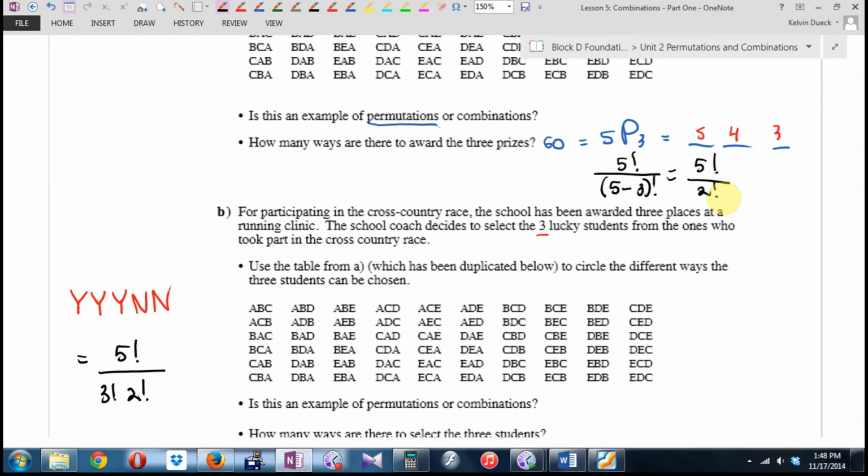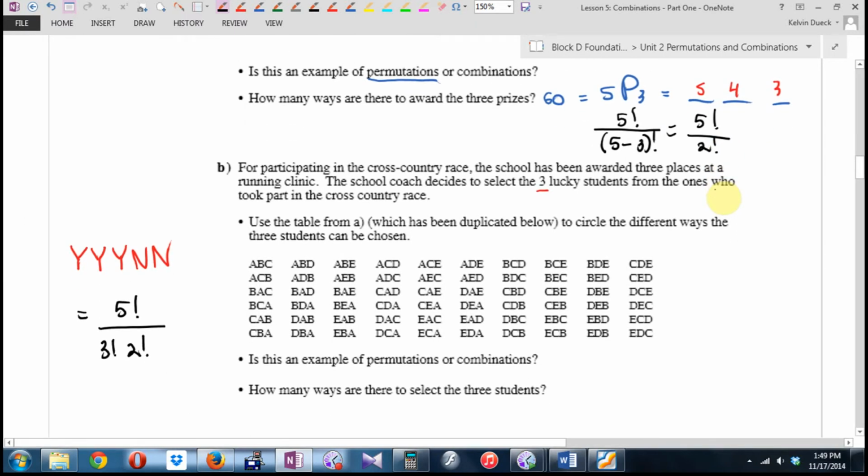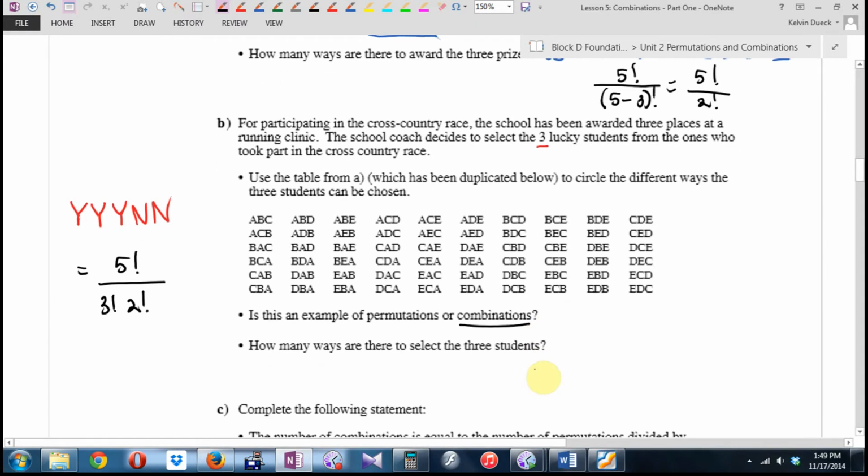The combination is not 5 factorial over 3 factorial or over 2 factorial. It's 5 factorial over 3 factorial times 2 factorial. This is an example of a combination. How many ways are there to select the 3 students? Can you calculate that for me? What is 5 factorial over 3 factorial, 2 factorial? 40? Is that right? Anybody else? Can I get a confirmation?